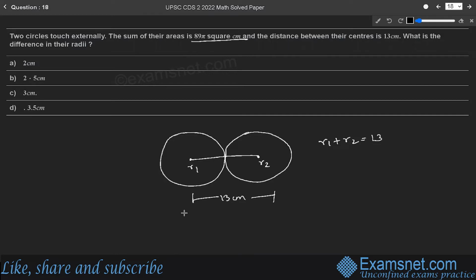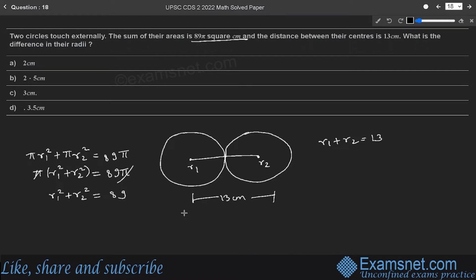According to the question, sum of their areas. Area of a circle is pi r square. So for the radius R1, it will be pi R1 square plus pi R2 square. It is equal to 89 pi. Now taking pi common, it will be r1 square plus r2 square is equal to 89 pi. Pi and pi will be cancelled. It will be r1 square plus r2 square is equal to 89.